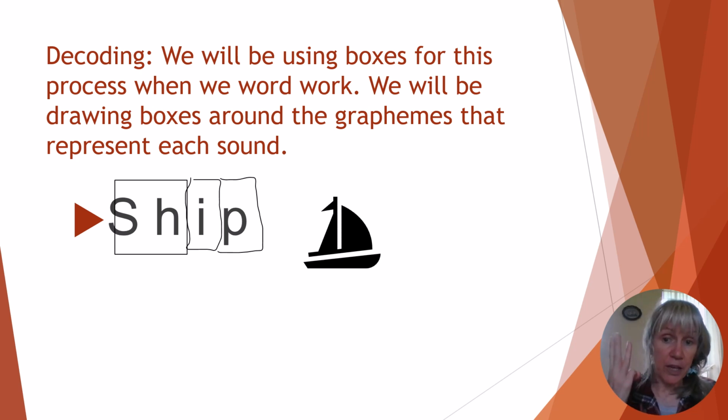There are 3 phonemes in ship. The first one is sh, so it gets a box. The second one is I, so it gets a box. And the third one is P, so it gets a box. Each sound I'm hearing is represented by a grapheme. A grapheme is a letter or a letter combination used to represent that sound. And each of those phonemes or graphemes get their own box.